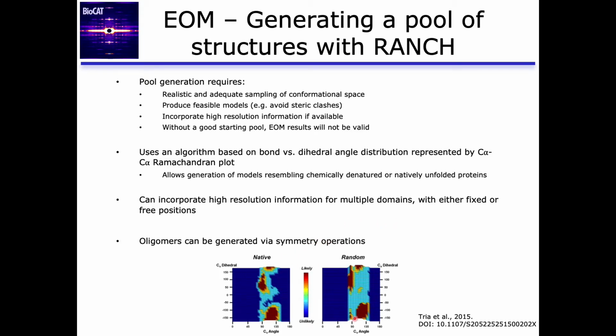So this is just an example of these C-alpha Ramachandran plots, and you can see the different heat maps for the native and chemically denatured disordered regions that it uses to generate possible models.